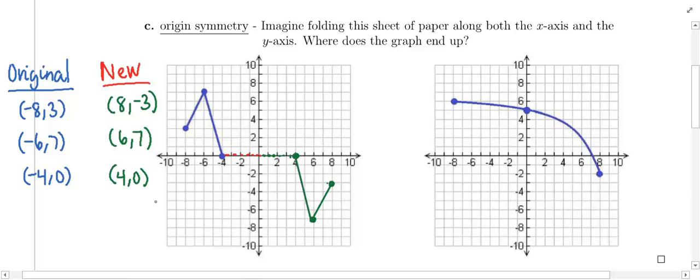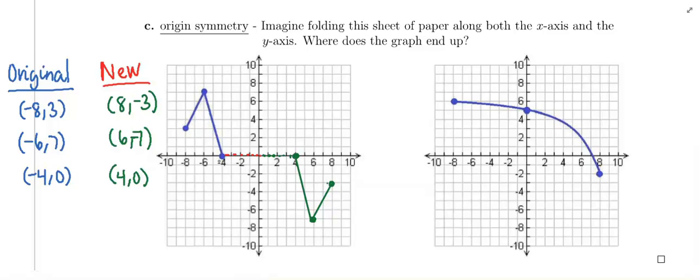Okay, all right, and I mislabeled this point right here. This should be 6, -7. Okay, all right, so this green graph is the origin symmetry that has been drawn in for this original blue graph, okay? Negative 8, 3 went to 8, negative 3, negative 6, 7 went to 6, negative 7, and negative 4, 0 went to 4, 0, okay?